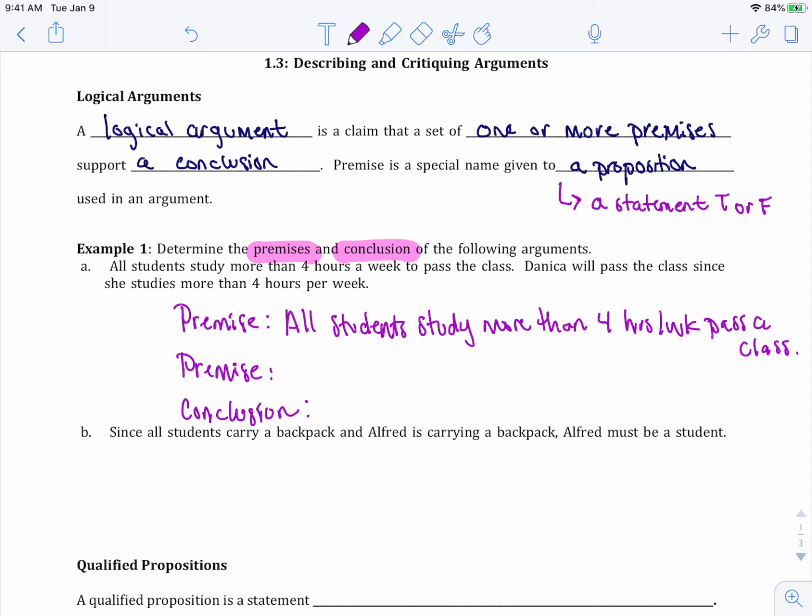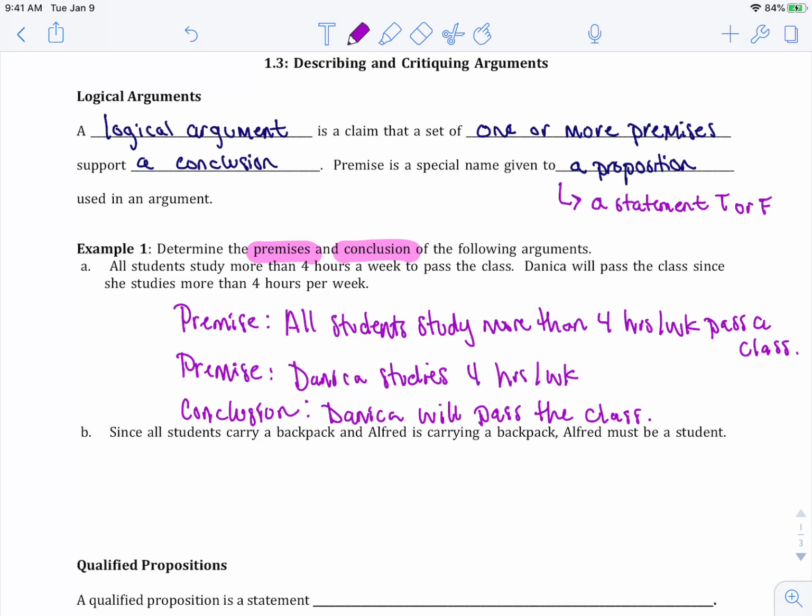Okay, my second premise is that Danica studies 4 hours per week. And I'm able to conclude Danica will pass the class. And then later on in the notes, we will talk about if this is a valid and or sound argument.